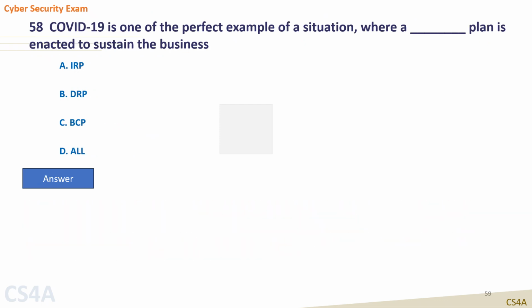So here the question is, COVID-19 is one of the perfect examples of a situation where a plan is enacted to sustain the business. The keyword here is there is no impact, no incident, no disaster. In the sense that IT or communication systems are not affected. So the answer C is the correct one: business continuity plan.